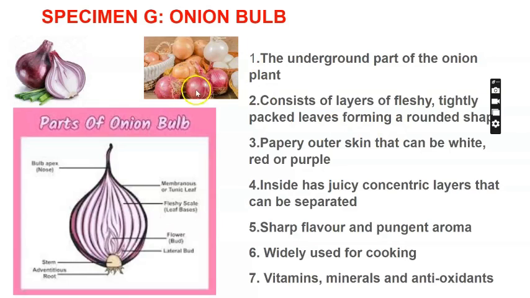Which forms a round ball. Then the skin of the onion looks like paper. It can be white, it can be purple, and just like you have here, you can see the various colors of the skin of the onions. Then the onion has a very sharp and pungent aroma and is widely used for cooking. Not just that, onion is loaded with lots of vitamins, minerals and antioxidants.